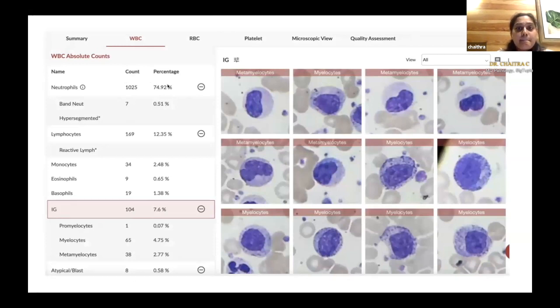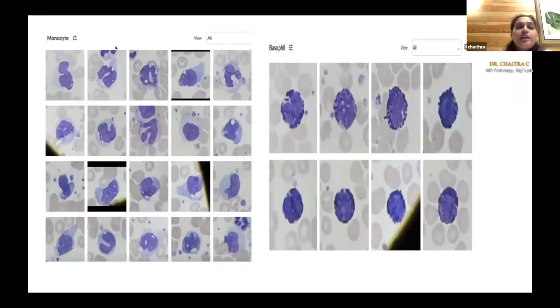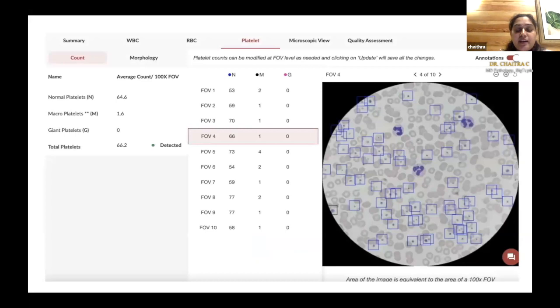Here we could see neutrophilia along with shift to left. Here we can make out the metamyelocytes, the myelocytes and the promyelocytes. We also had monocytosis with the visual evidence, and basophilia. As a beginner, it's very difficult to identify the basophils, but our AI100 picks up the basophil with a high accuracy. Here there was thrombocytosis.